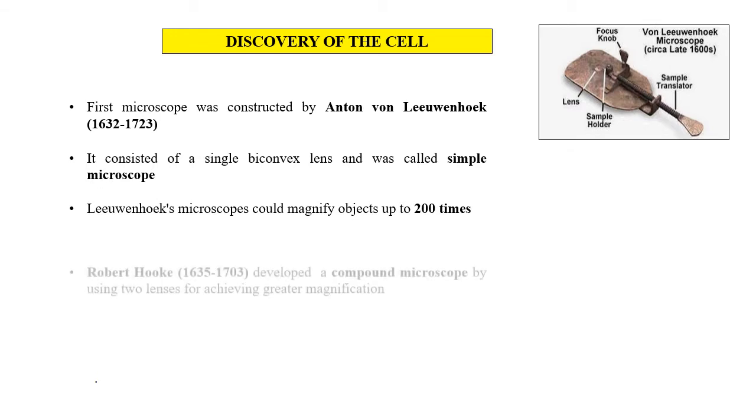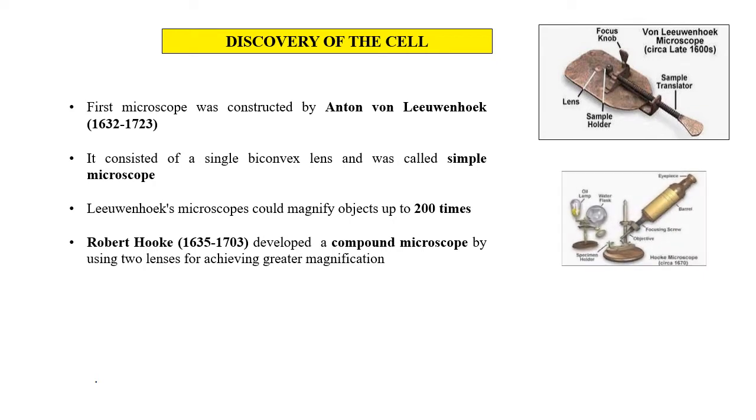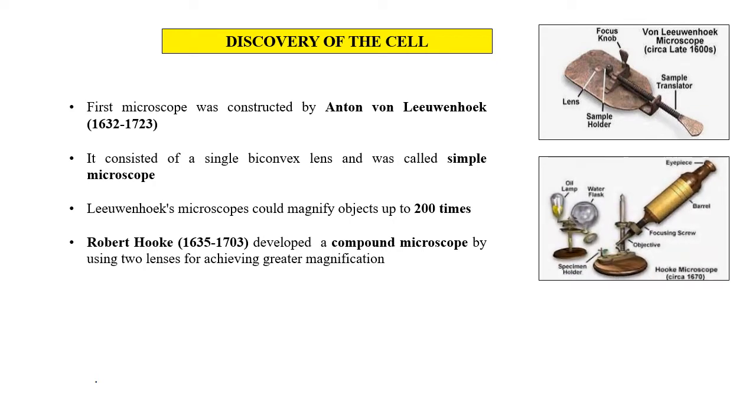Robert Hooke developed a compound microscope by using two lenses for achieving greater magnification. In such a microscope, the object to be seen was placed on a stage below, and the light coming from an oil flame, passing through a water flask, was shone on it by a convex mirror.